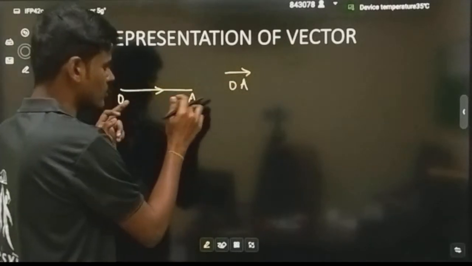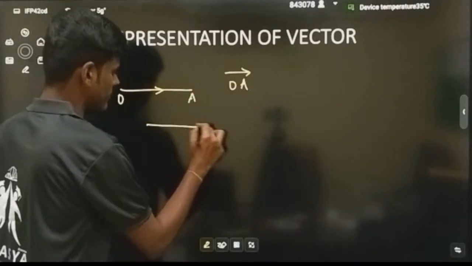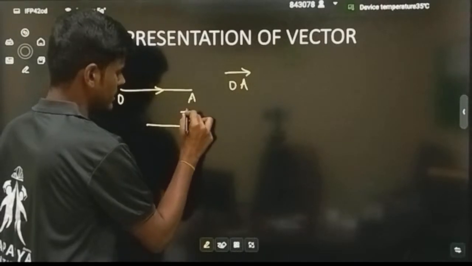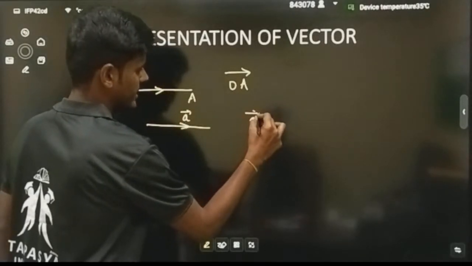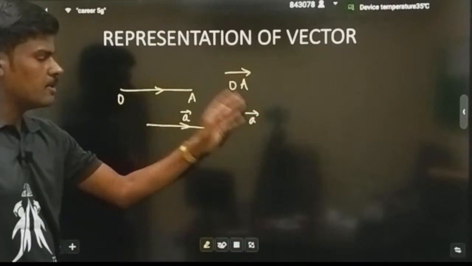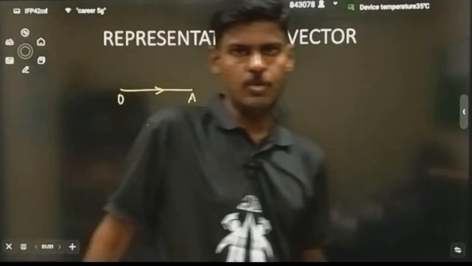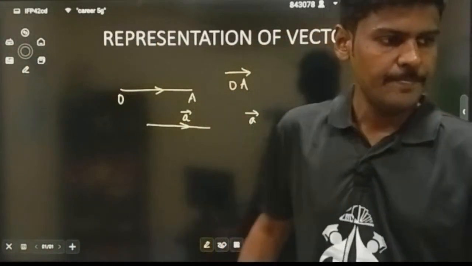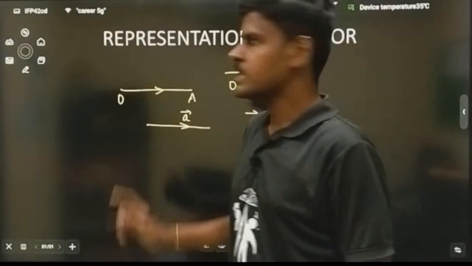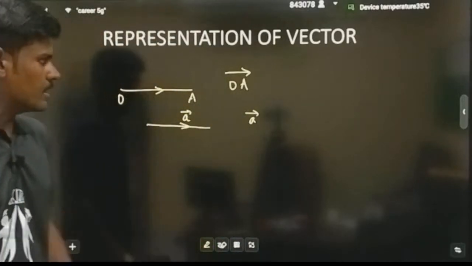Or instead of having two points, we can also have a vector like this, simply written as vector A. Both are forms of representing a vector. Both are correct notations. So this is about representation of a vector.